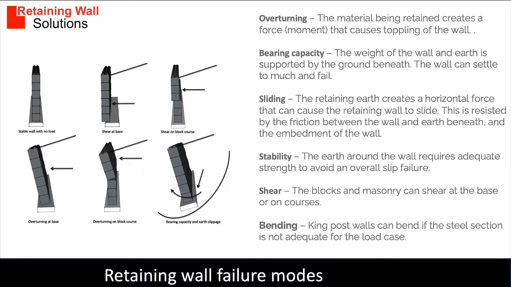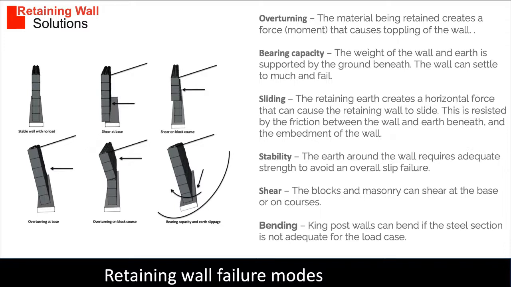Toppling: the material being retained creates a force that causes toppling of the wall. Bearing capacity: the weight of the wall and earth is supported by the ground beneath. The wall can settle and fail. Sliding: the retaining earth creates a horizontal force that can cause the retaining wall to slide. This is resisted by the friction between the wall and earth beneath and the embedment of the wall.